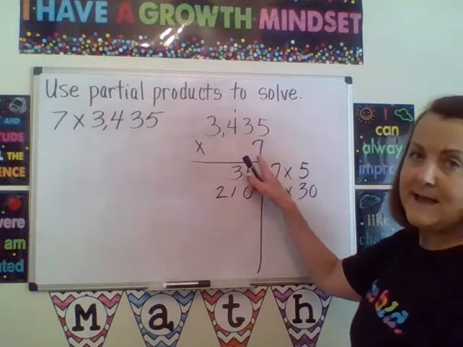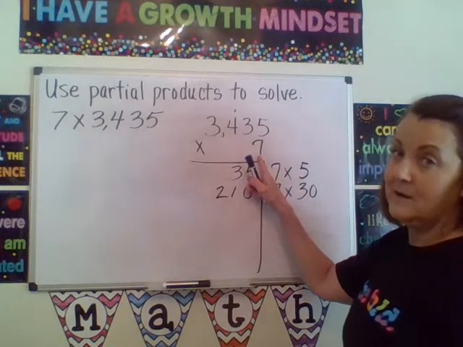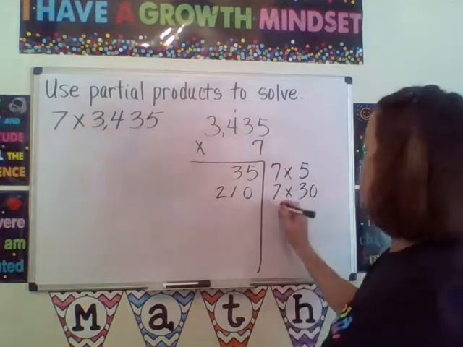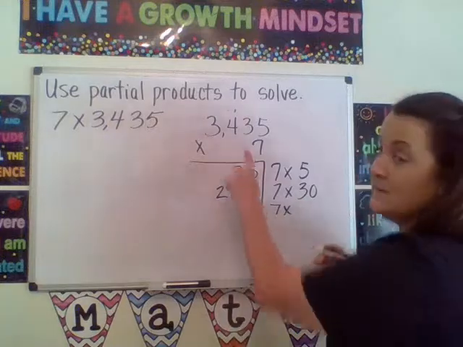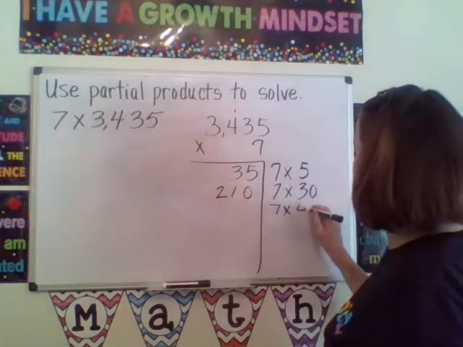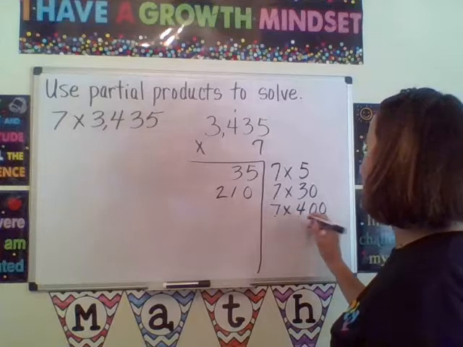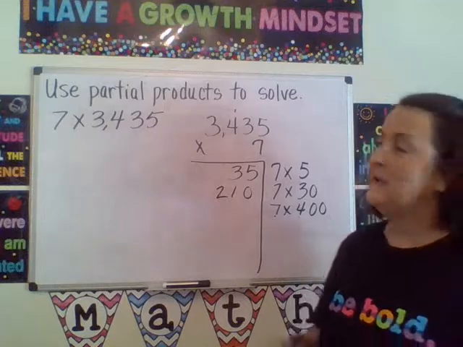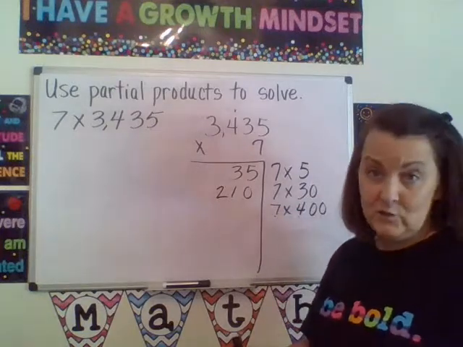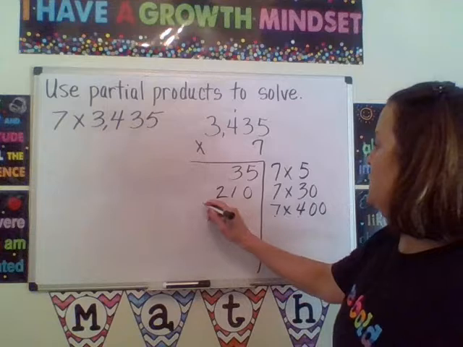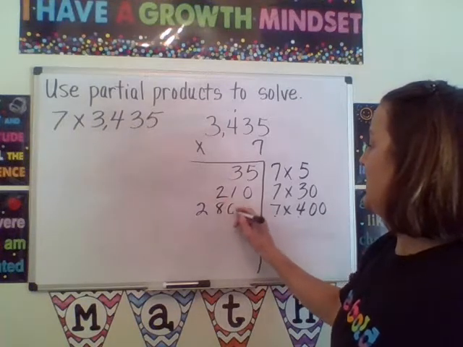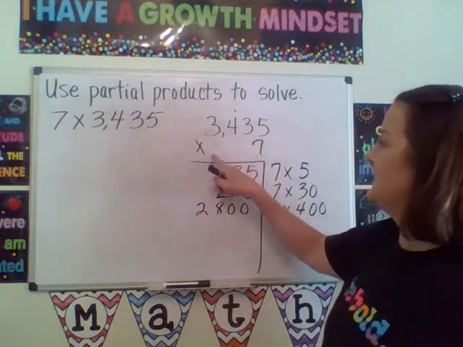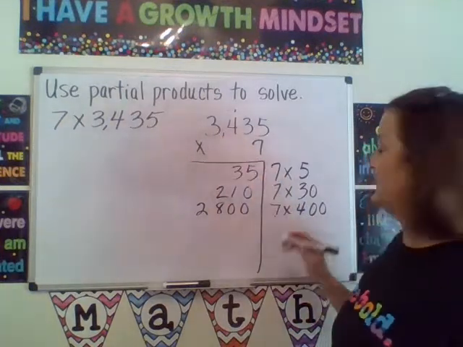Now we're going to take the 7, and what do you think we're going to multiply? We're going to multiply it times the value of the hundreds place. So that's 7 times 400. And 7 times 4 or 4 times 7 is 28. So this would be 28 100s, which would look like 2,800. And our last would be 7 times the value of the thousands place.